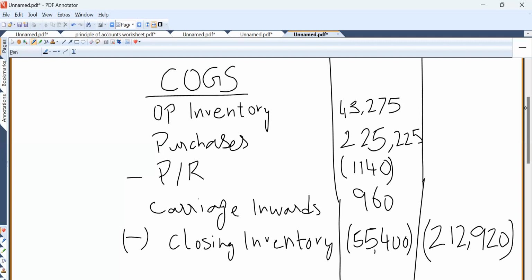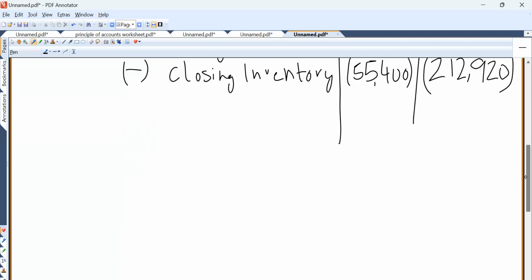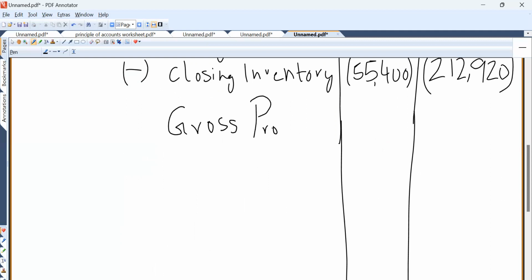What we'll do is subtract cost of goods sold from net sales in order to get our gross profit. So 323,040 minus 212,920 is 110,120. The gross profit will be 110,120. Let me correct.